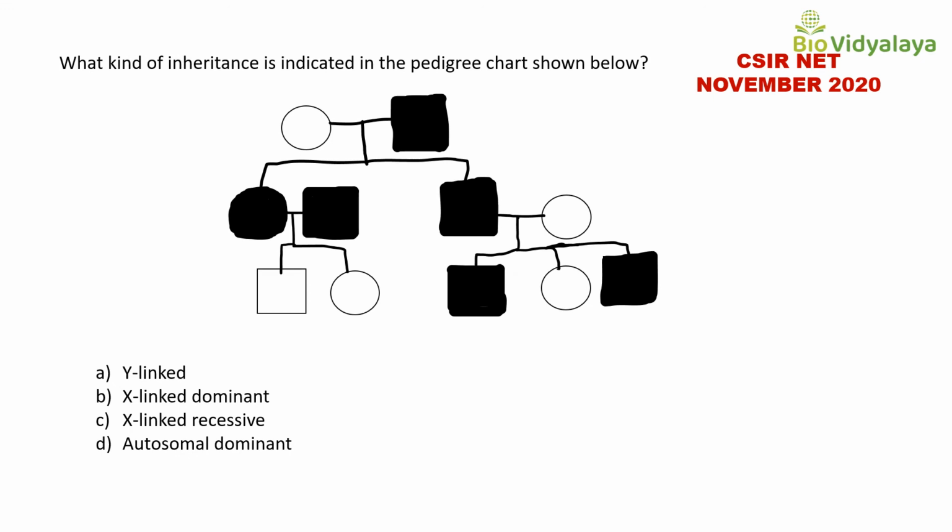This question is from our latest CSIR NET examination, that means CSIR NET November 2020. What kind of inheritance is indicated in the pedigree chart shown below? Options are: option A, Y-linked; option B, X-linked dominant; option C, X-linked recessive; option D, autosomal dominant.